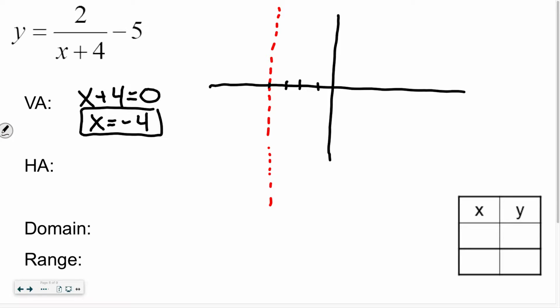Next step, find my horizontal asymptote. To decide your horizontal asymptote, you have to look at the form. Is this the form with a, h, and k, or a, b, c, d? This is the a, h, k form, and when it's a, h, k, your horizontal asymptote is y equals k. So we'll say y equals -5. Cool. So we should go down 5.